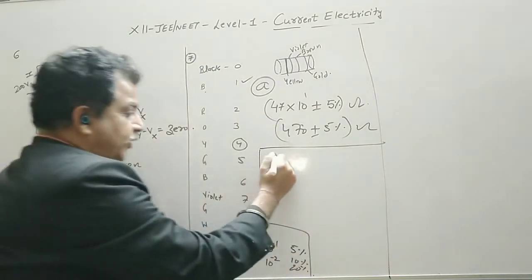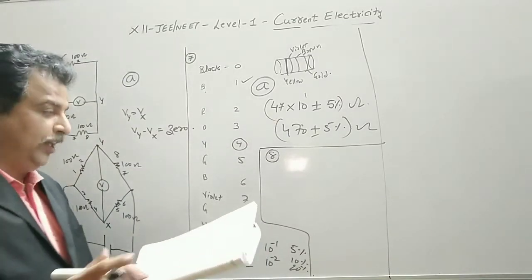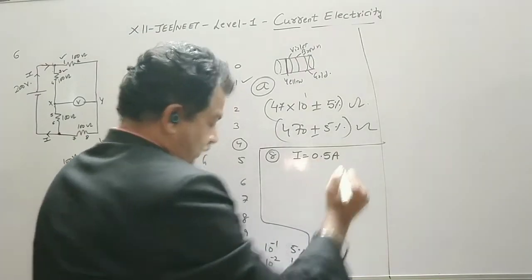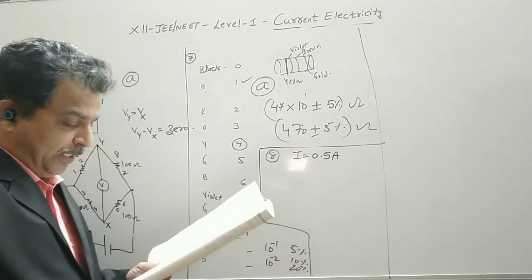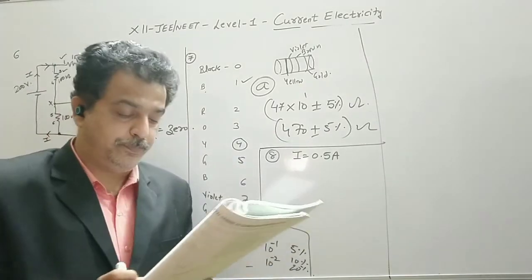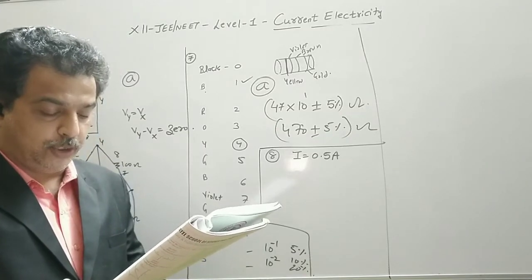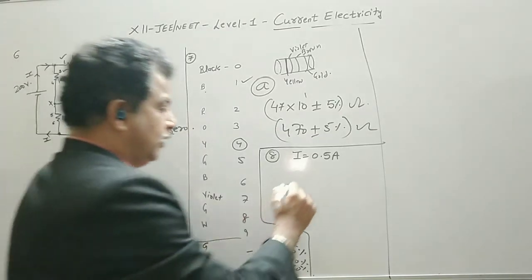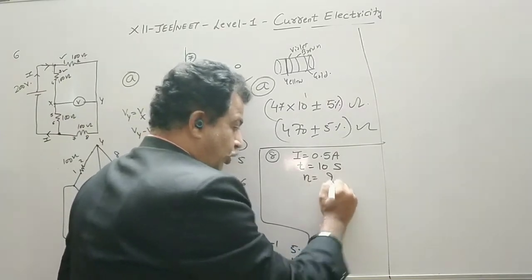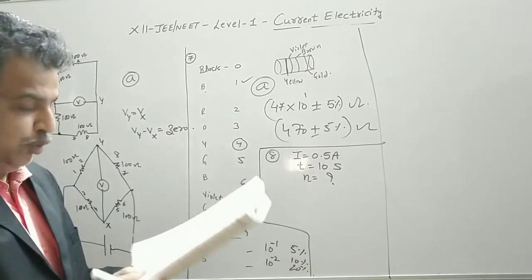Question number 8. A current of 0.5 ampere, so I is equal to 0.5 ampere, is passing through a copper sulfate solution. How many copper ions will be deposited on the cathode in 10 seconds? So t is equal to 10 seconds. You have to find out how many copper ions will be deposited.